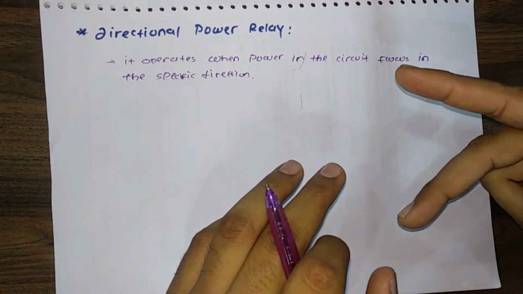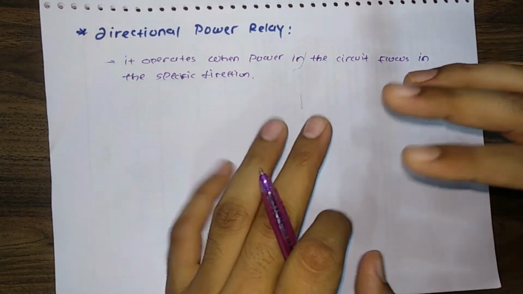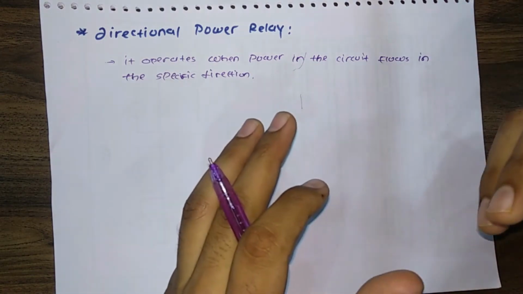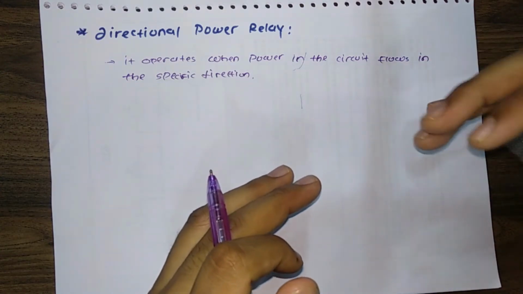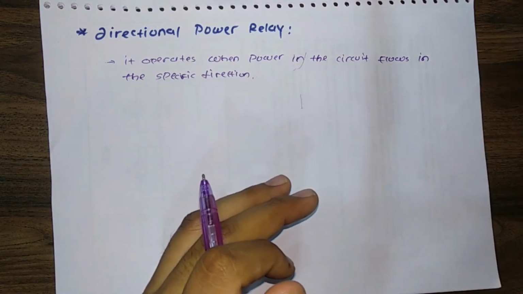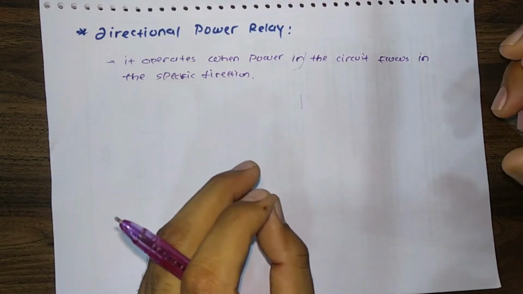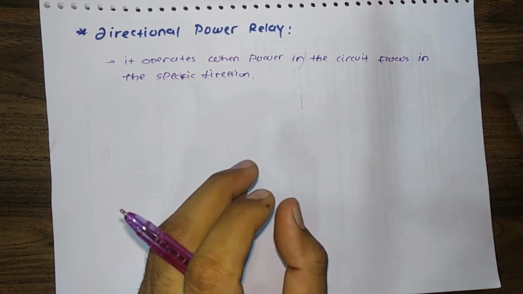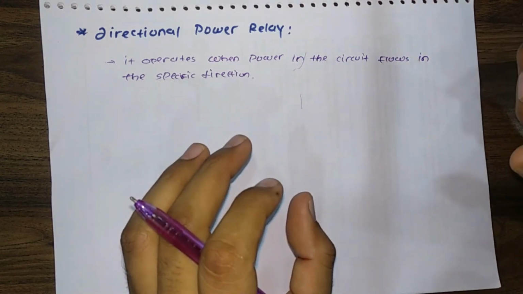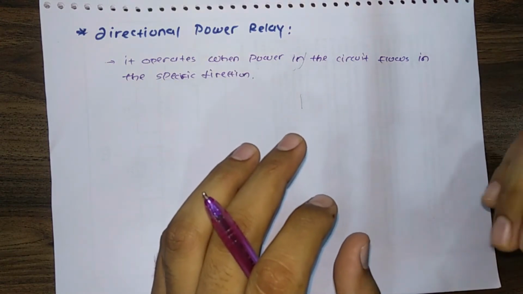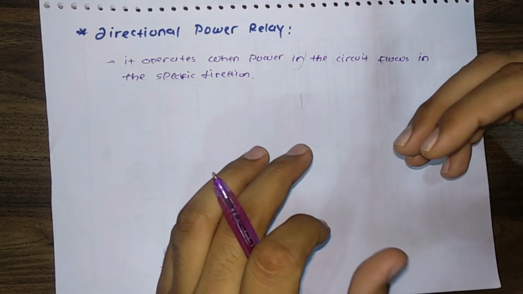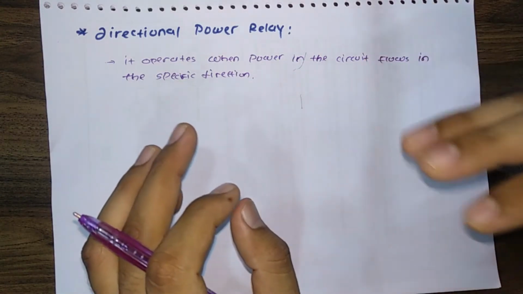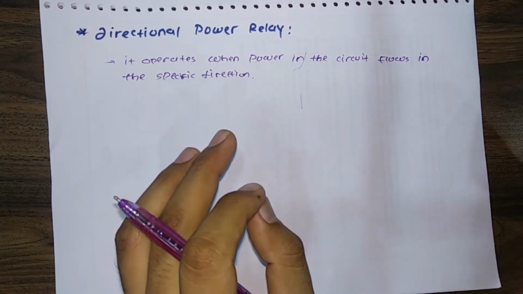One acts as a voltage coil while the other acts as a current coil, similar to a wattmeter. The upper magnet carries a voltage coil, or you can say potential coil. Voltage coil and potential coil are the same thing. The potential coil is energized from the PT, potential transformer, while the lower magnet carries a current coil which is energized from the CT in the line to be protected. So this is how the directional power relay works.